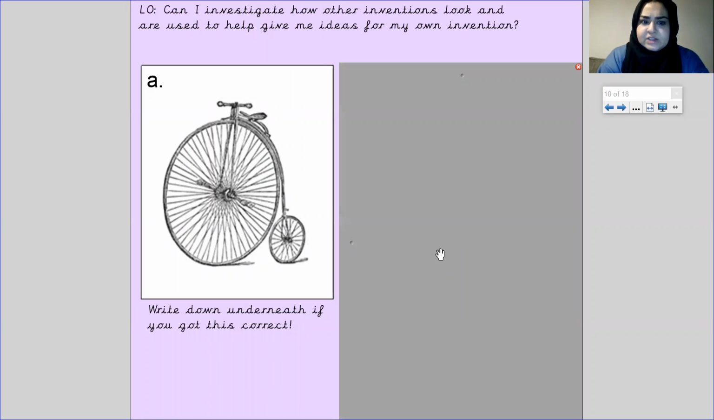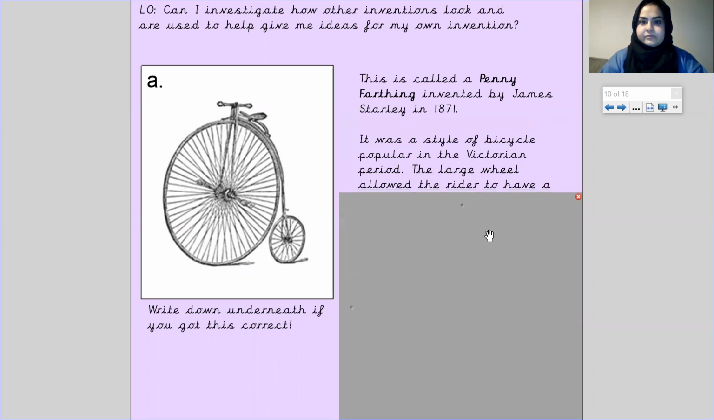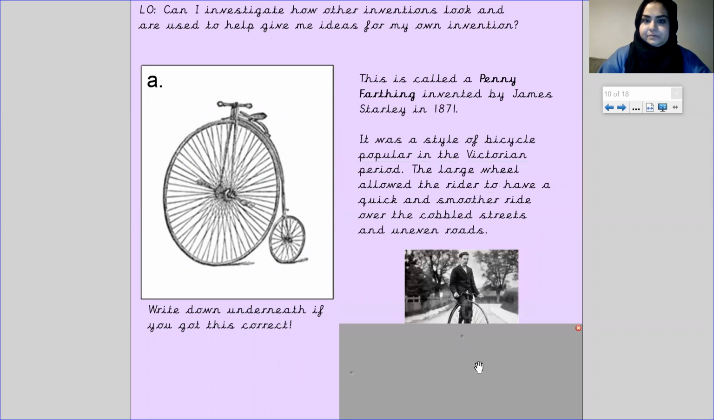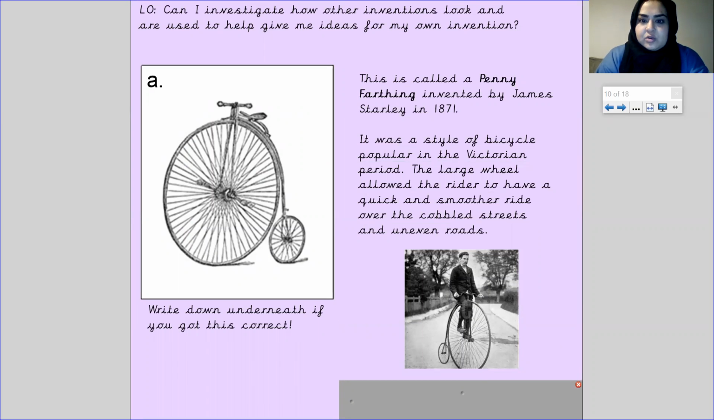Okay, so we're going to look at what these are, and then what I need you to do is write down underneath if you got this correct. So this is called a pennyfarthing. It was invented by James Starley in 1871. It was a style of bicycle popular in the Victorian period. The large wheel allowed the rider to have a quick and smoother ride over the cobbled streets and uneven roads. Looks quite weird, doesn't it?